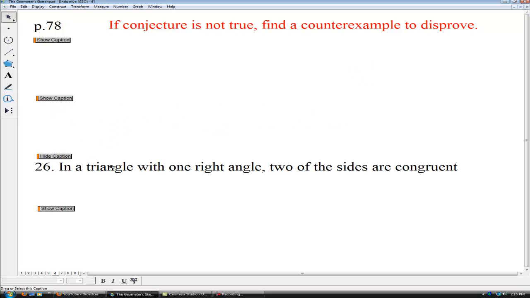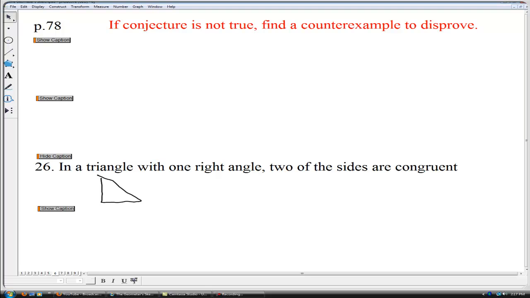Number 26. In a triangle with one right angle, 2 of the sides are congruent. Well, certainly I could sketch a right triangle, pretend that's a nice right triangle, and I could say that the legs are congruent, and this would be true. But there's nothing that tells me that I could not have a scalene, and I think the most famous scalene right triangle is a 3, 4, 5. And we could prove it with the Pythagorean theorem. So this is my counterexample to prove this conjecture as false.